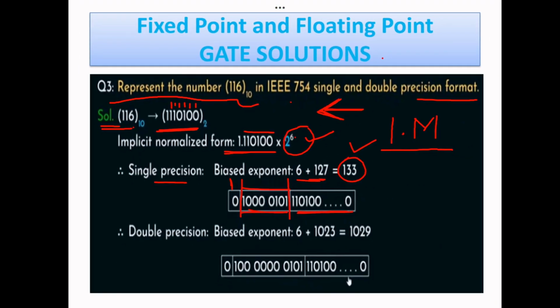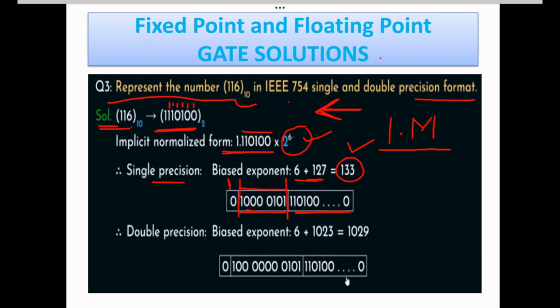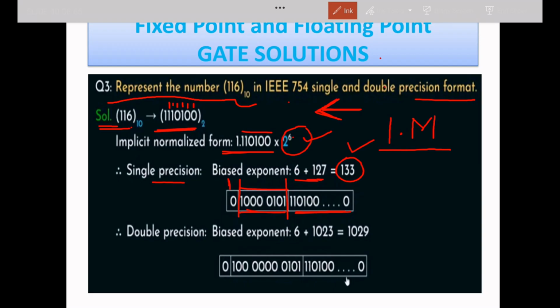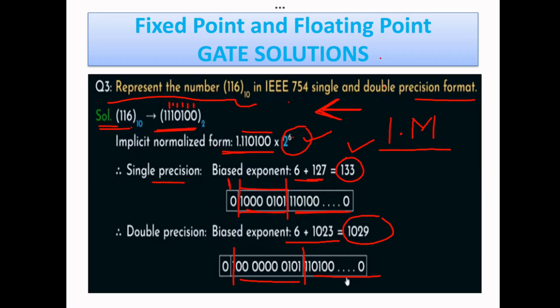Okay. Similarly, for the double precision, same formula. I am writing 6 plus bias. Bias is 1023. So this value I will convert to binary form, and I have written it here. And you can see that the exponent size is changing as well as the mantissa size, because this is double precision form. And what is the length? Already we discussed. Go to the previous topic.